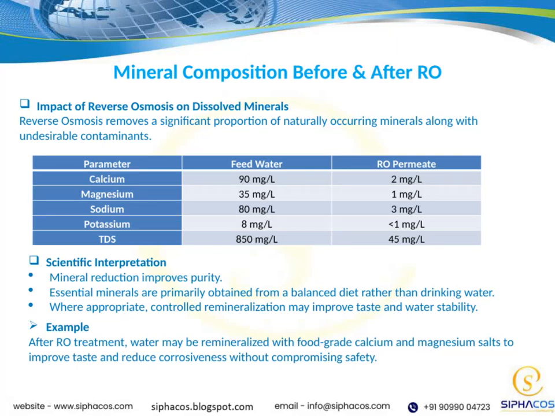Let's talk about what happens to minerals during reverse osmosis treatment. RO effectively reduces mineral content, which improves water purity. But here's the thing, essential minerals like calcium and magnesium mostly come from our diet, not drinking water. Sometimes, adding minerals back in a controlled way can actually enhance taste and help keep the water stable. For example, after RO, we might add food-grade calcium and magnesium to make the water taste better and prevent corrosion, all without sacrificing safety.